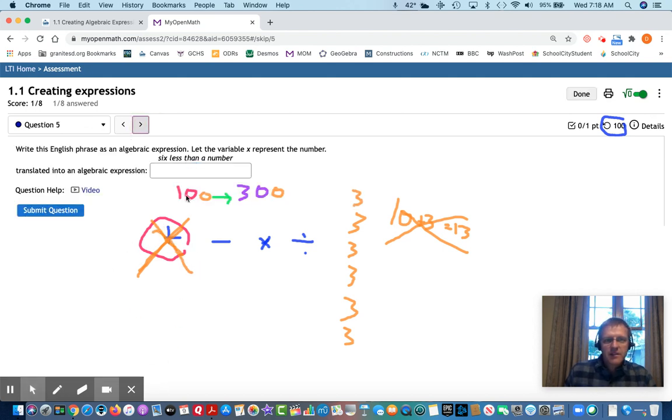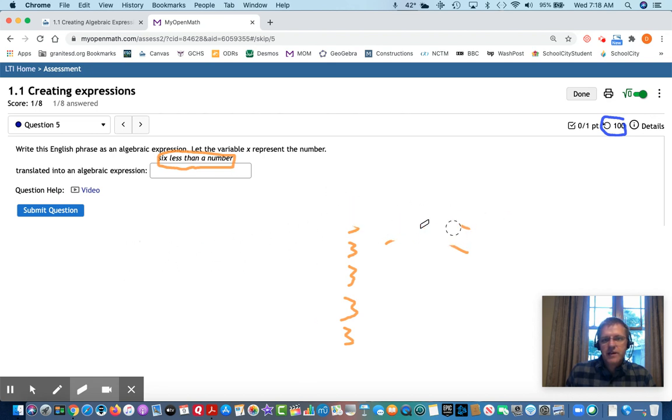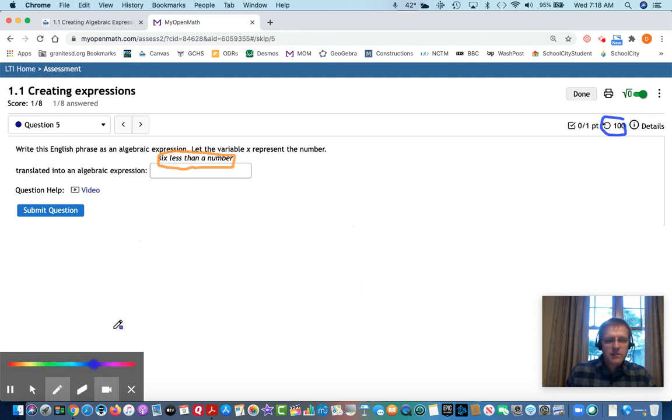All right. So here, all you're trying to figure out is this part right here in italics, and you're going to turn that into math. So it says 6 less than a number. How would you write 6 less than a number? Well, less than is going to be subtract. Let's just do one thing here.